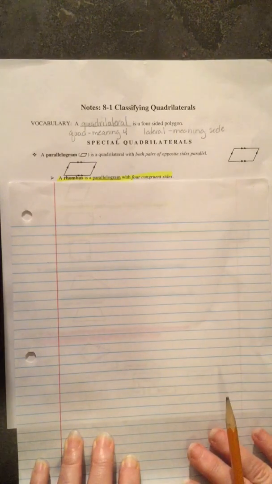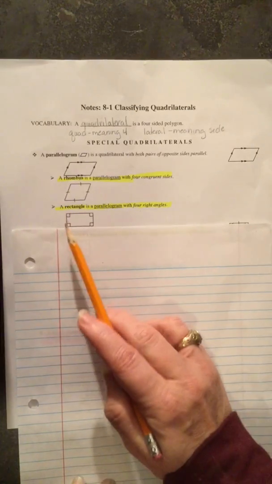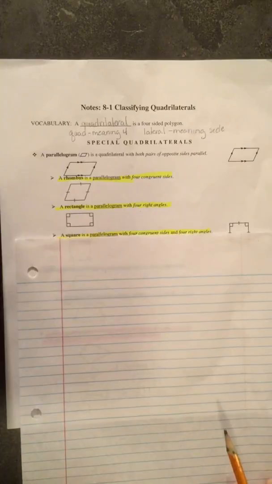The first is a rhombus. A rhombus is a parallelogram with four congruent sides. Notice the congruent markers. A rectangle is a parallelogram with four right angles. Notice in this figure that all four angles are marked with right angle markers.